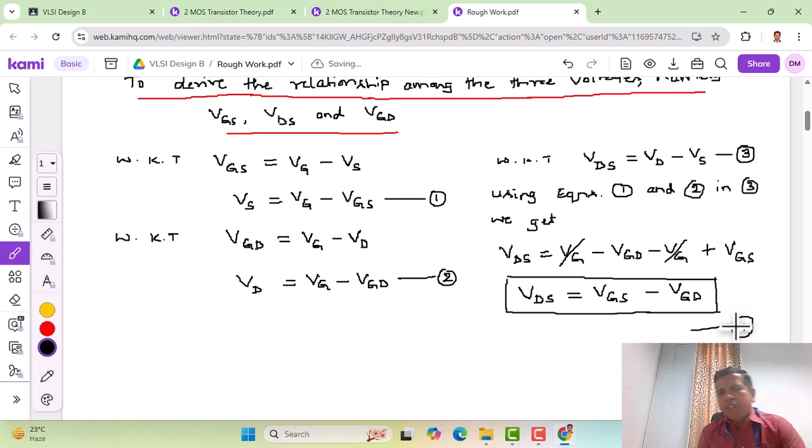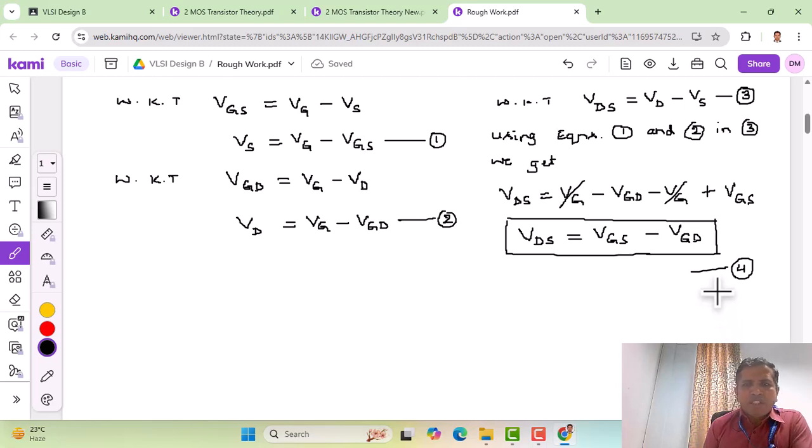This equation is very important in understanding the operation of the MOSFET. From MOSFET theory, we can write the MOSFET working principle. VGD will decide what region the MOSFET is operating in, and in fact VGS is also important. So all these three voltages decide the operation of the MOSFET. In the upcoming class, we will discuss how VDS, VGS and VGD play a substantial role in understanding the operation of the MOSFET. So that's all about today's video, and the next video will go into the detailed operation of the MOSFET transistor. Thank you one and all for watching this.